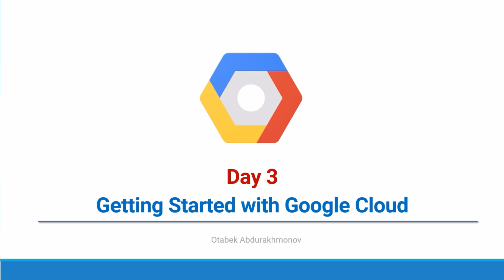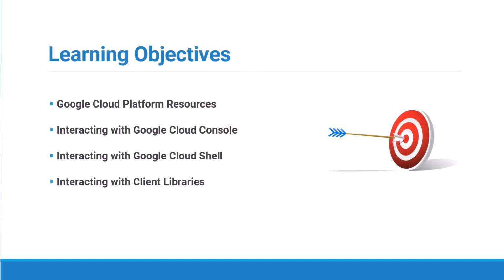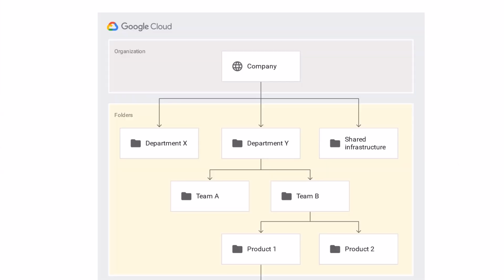Hello everyone, welcome to day 3 of the course, where we are going to get started with Google Cloud. Let's take a look at the learning objectives of this section. We are going to start with understanding of Google Cloud resource hierarchy. Then we will see multiple ways of interacting with services and resources in Google Cloud, including how to interact with Cloud Console, how to interact with Cloud Shell, and finally, how to interact with client libraries. So let's get started.